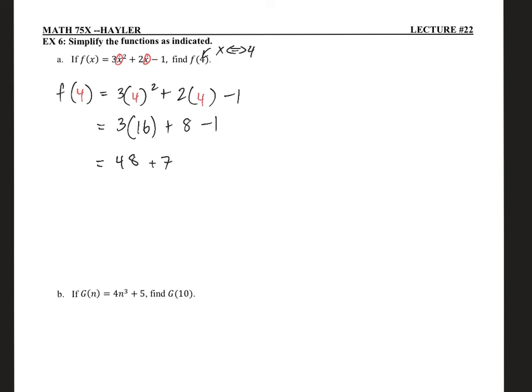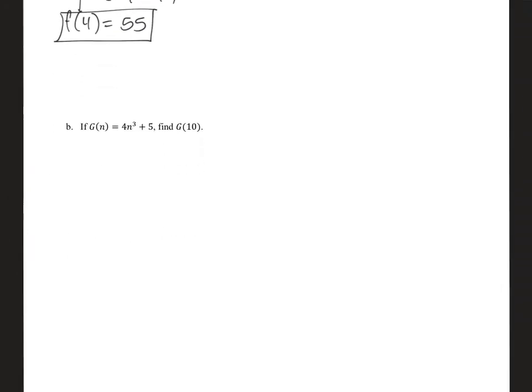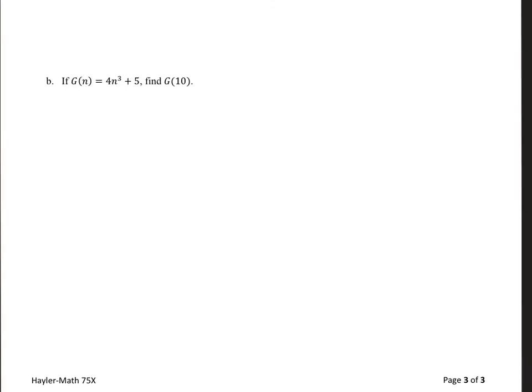So then 48 plus 7, let's see, what's that going to be? 55. So f of 4 equals 55. Please remember to box that whole function notation there. All right, last problem. If g of n equals 4n cubed plus 5, find g of 10. Same idea, we're going to be plugging in 10 wherever we see n.